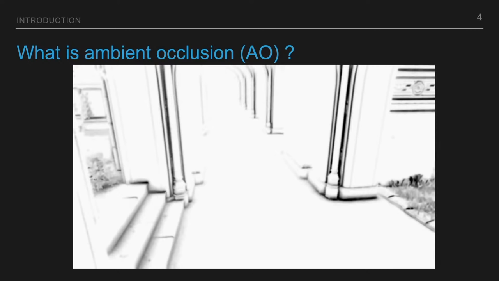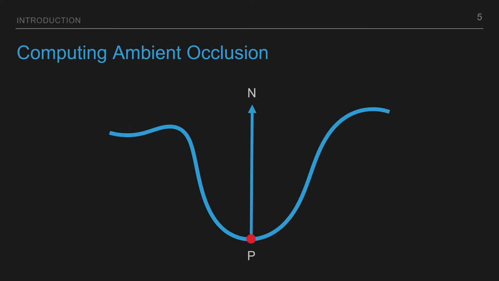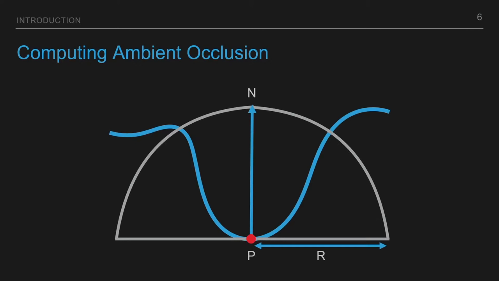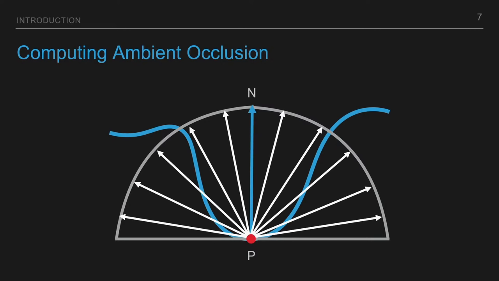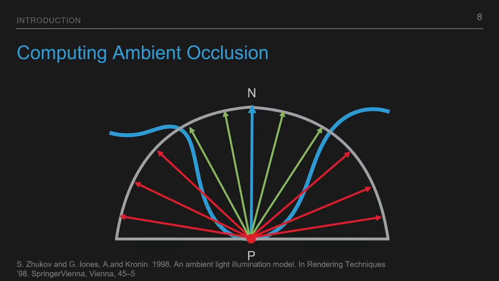So, how do we compute this ambient occlusion? Suppose that we have a point P and a normal N and some geometry around it. Then we can look into the normal-oriented hemisphere with a radius R to determine how much the geometry occludes point P. We do this by integrating over all the directions in this hemisphere, and for each direction we determine whether it's occluded by geometry or not. And we get something like this, where red means occluded and green means unoccluded. Then the ambient occlusion is simply the fraction of unoccluded directions. But this approach is not really suitable for real-time applications, since it requires us to trace many rays.